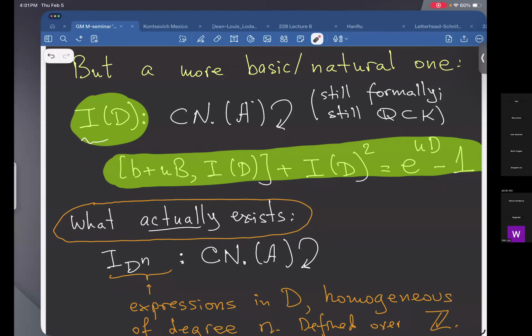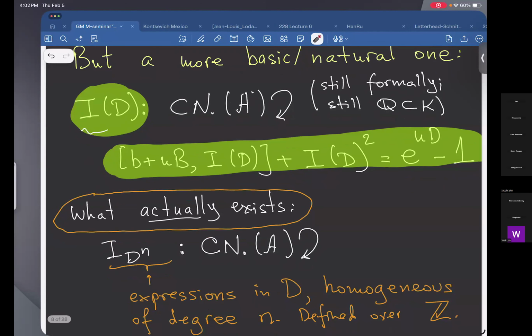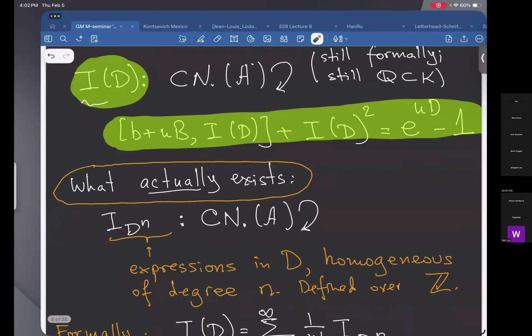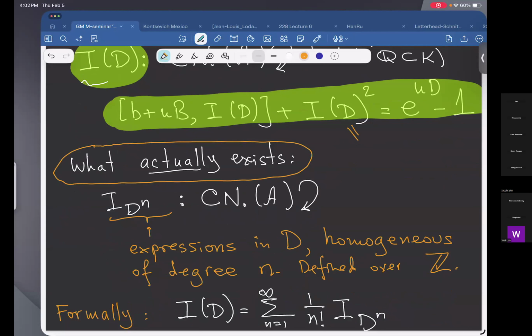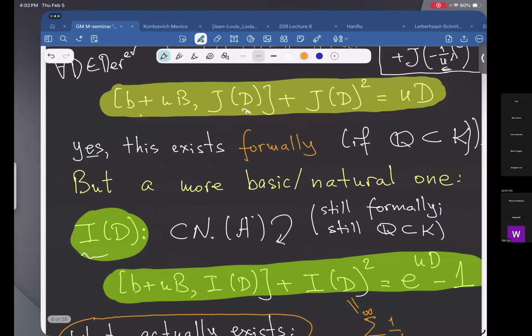Again, now I claim that it exists. It's a formal expression. What actually exists? What exists is its coefficients. So if I write, well, what's the meaning of the right-hand side? You have some operator on the power series in U.